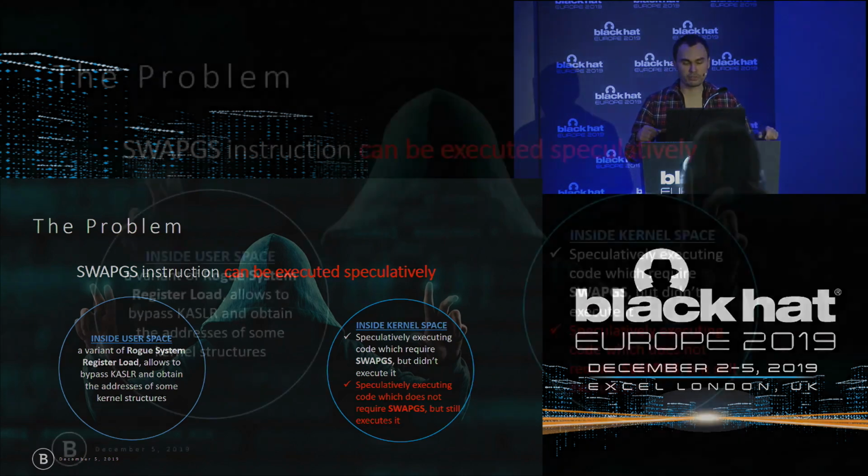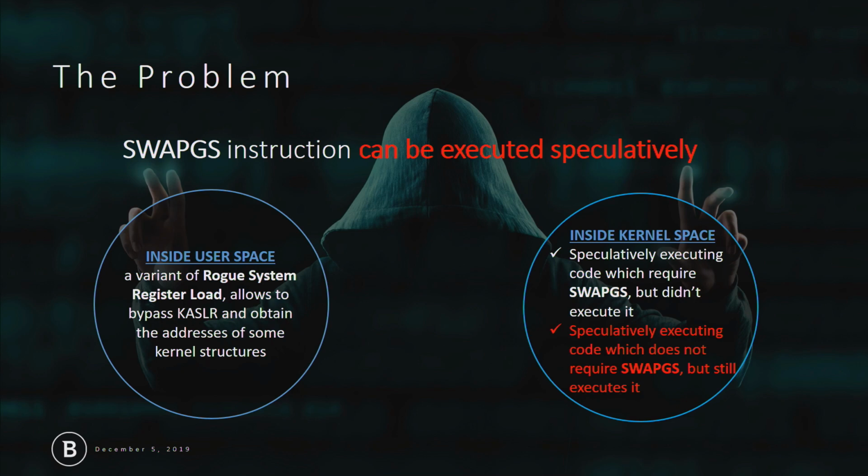Inside kernel space, however, there are two variants. Type 1, when SWAPGS is not getting executed speculatively, even if it should. And type 2, where SWAPGS gets speculatively executed, even if it shouldn't. We have investigated the type 2 scenario inside kernel space, because as we will immediately see, this allows for rather easy memory leaking from inside the user space.